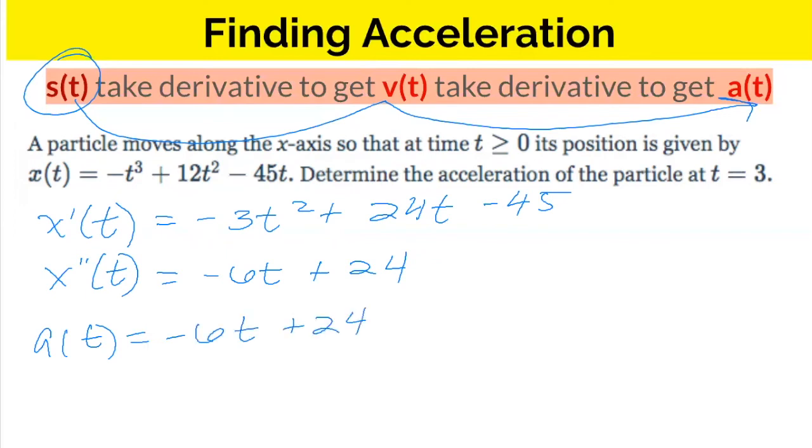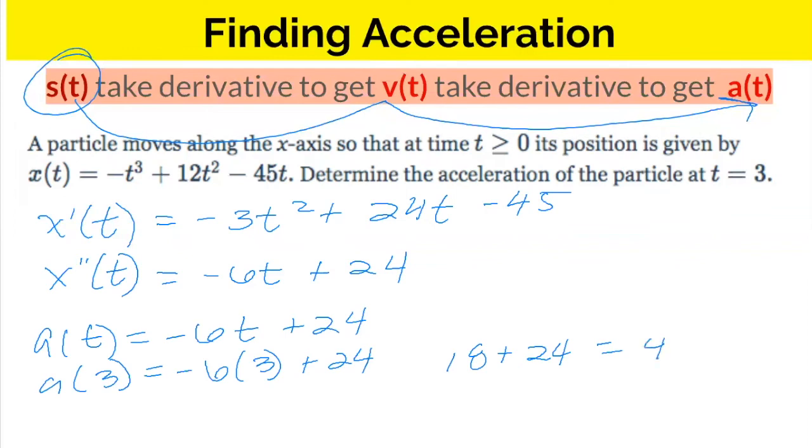Okay. And our acceleration function at 3 is going to be negative 6 times 3 plus 24. Okay. So we have negative 18 plus 24, which is going to be... what did I just say? 42. Tired, y'all. 22, 32, 42.